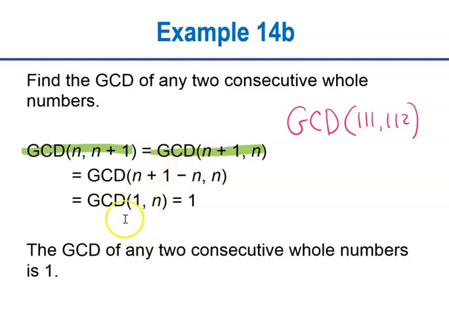Now what do 1 and whatever number have in common as greatest common factors? Well, 1, because remember, our greatest common divisor can't be any larger than either of the two numbers. So the greatest common divisor is 1, and we have proven that the greatest common divisor of any two consecutive whole numbers is 1. So right here, this is equal to 1. Any numbers that are right next to each other, the greatest common divisor absolutely must be 1.